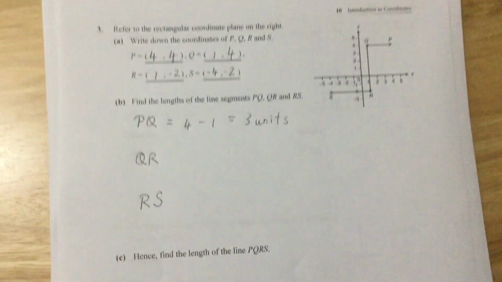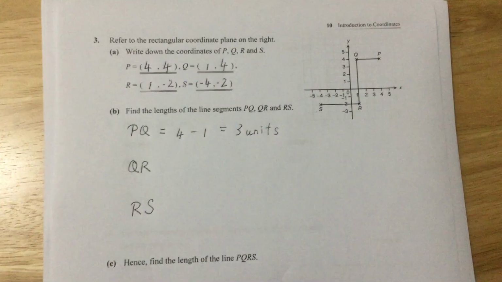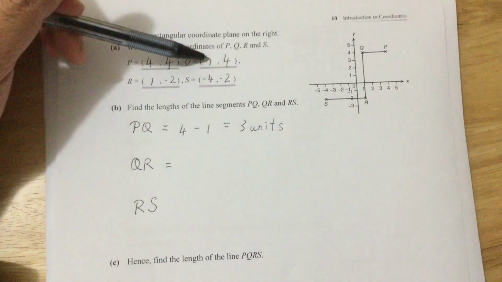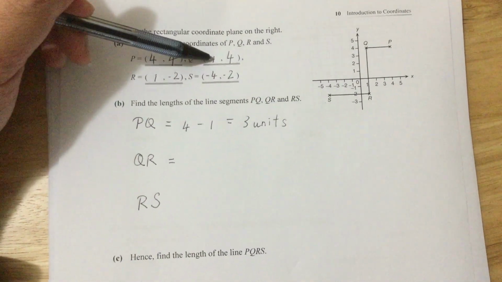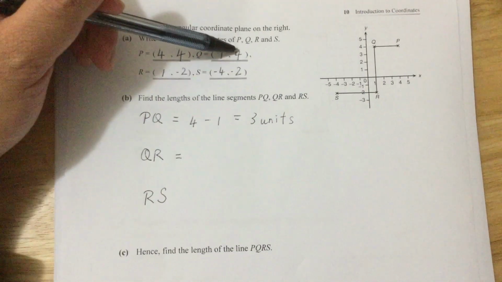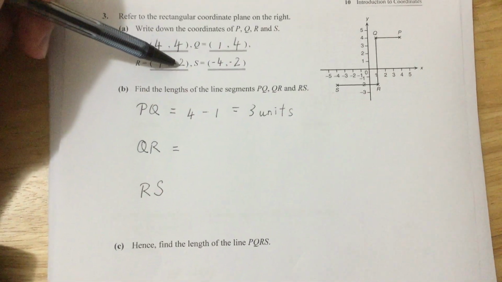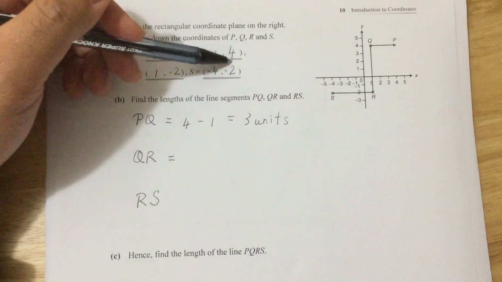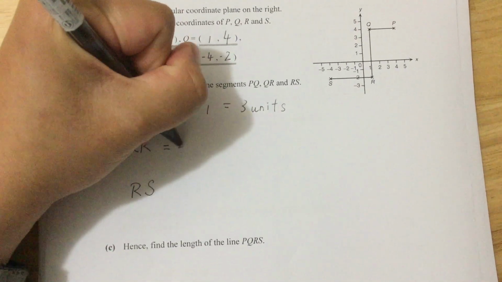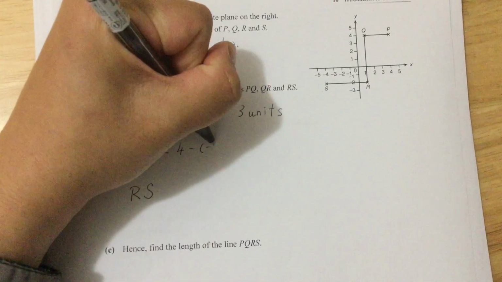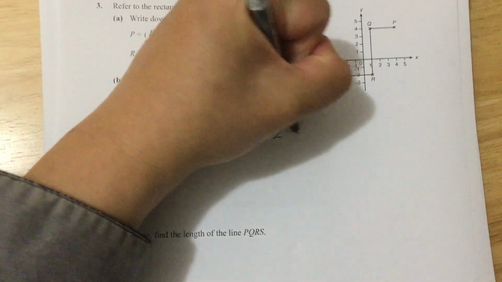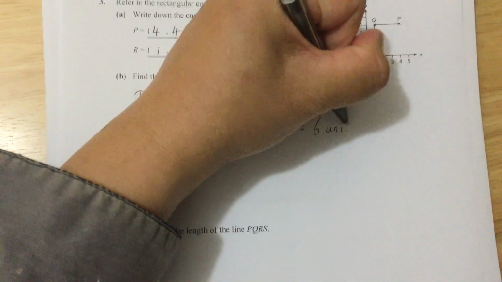This is PQ. And QR, once again, you see QR, the x coordinates are the same. So we do not consider 1 and 1. We only consider 4 and negative 2, the y coordinates. So 4 is the biggest one, the negative 2 is the smaller one. So you have 4 minus negative 2. That is 4 plus 2, that is 6 units.